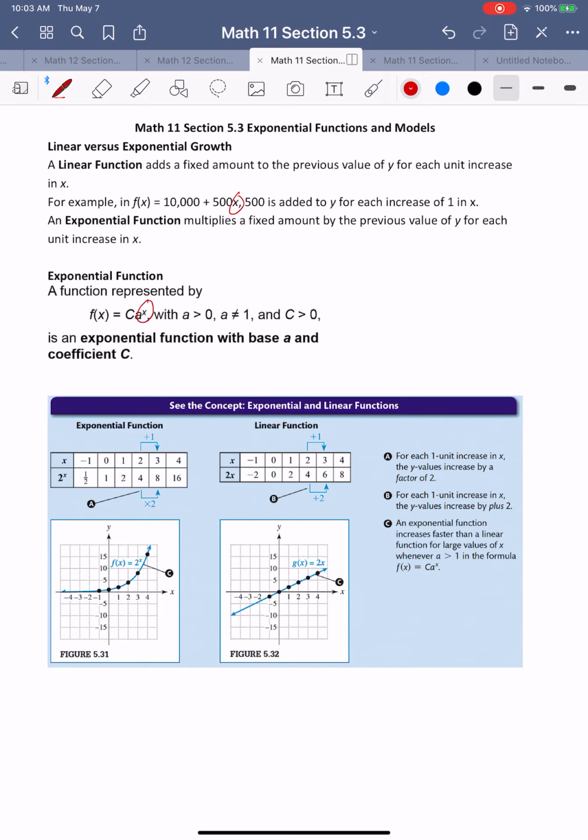Here you see the x in the exponent. It's an exponential function with base a and coefficient c. This is a graph of the exponential function, because you multiply the numbers, whereas you add the numbers to get the linear function. As x increases by 1, the y value is multiplied by 2. For the linear function, x increases by 1 and y is added by 2 this time. Okay, so that's the difference.